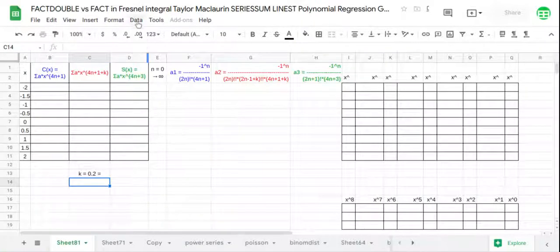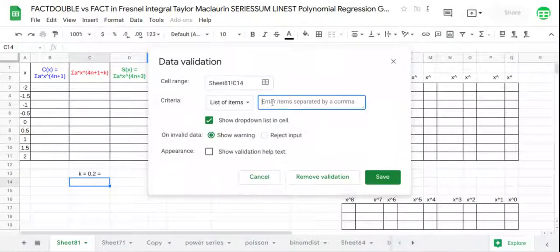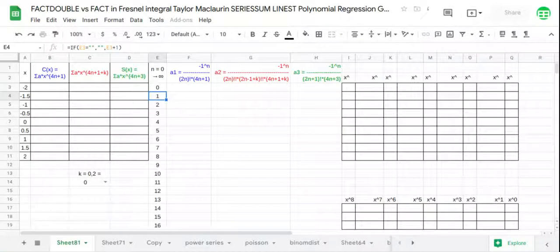So, data validation. List of items 0 or 2. We can start with 0 or 2. And the value of n is from 0 to infinity. So we can start from 0 to infinity.